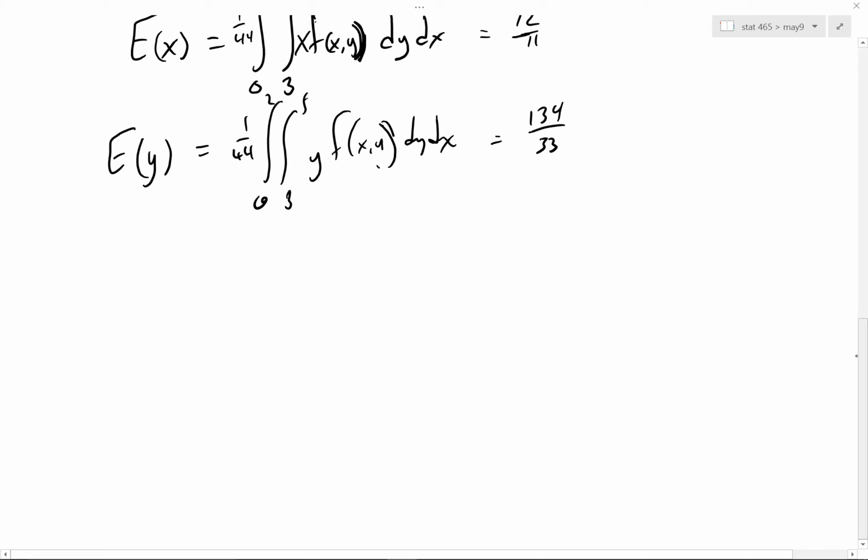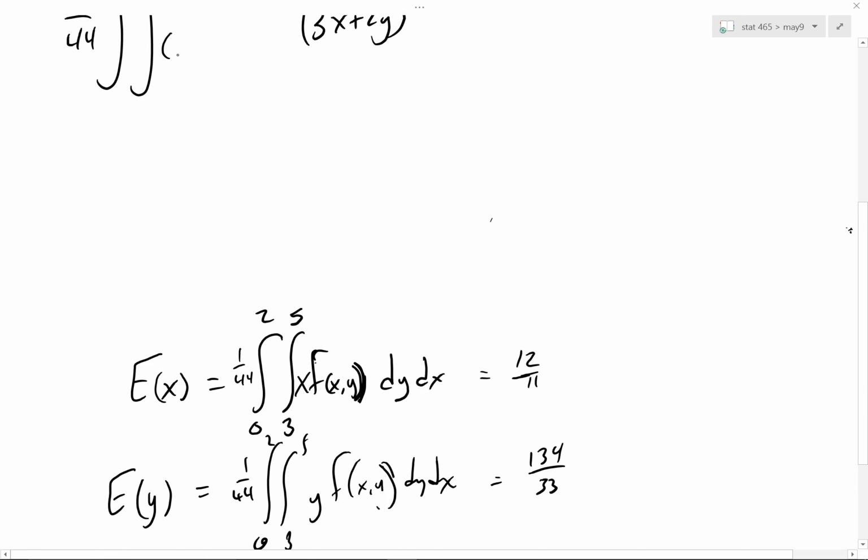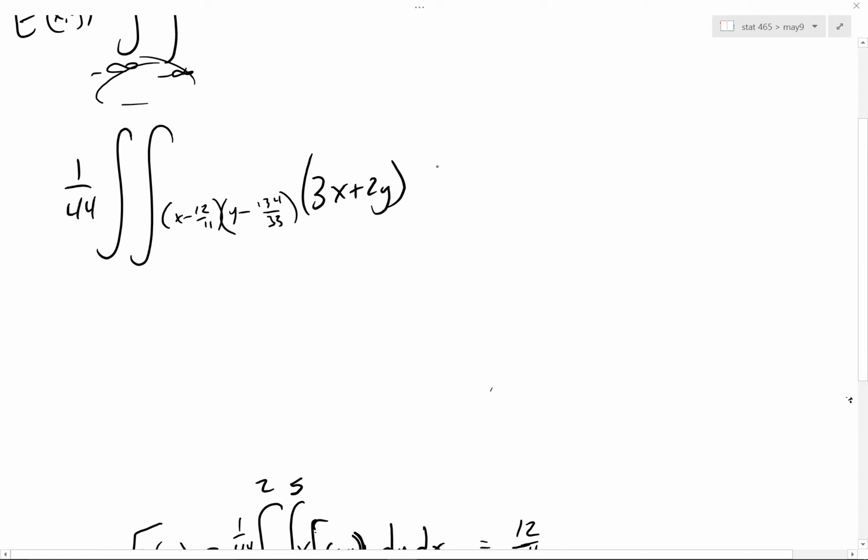Here we go. Yes, that in theory could work, but let's do it this way. So I found those values. Let's come back to the top. We're going to take x minus 12/11ths times y minus 134/33, and then multiply by that guy, and then do our dy dx.